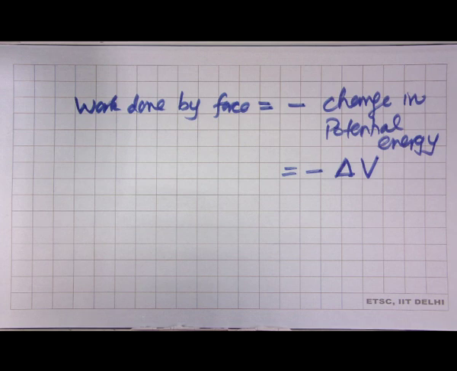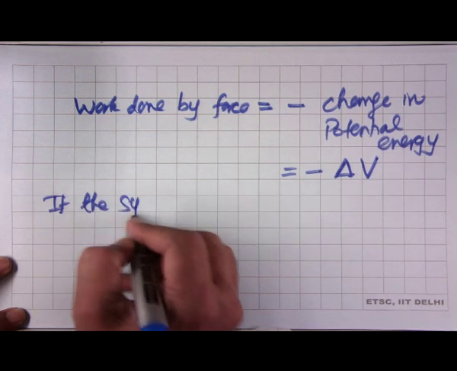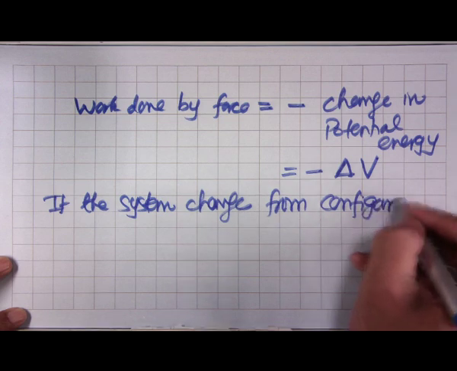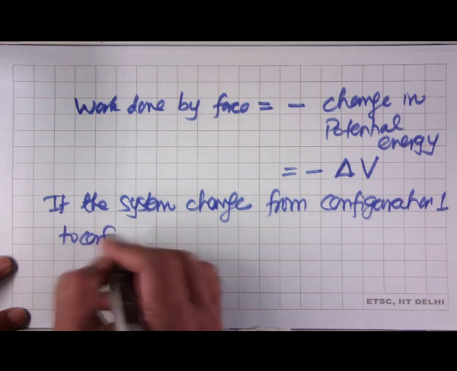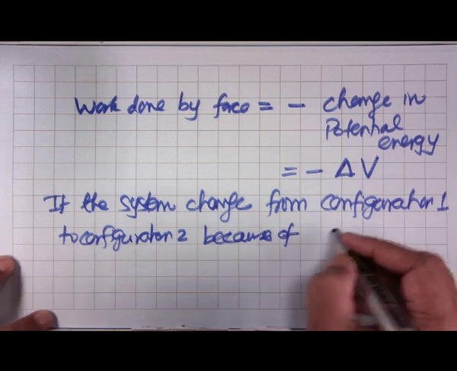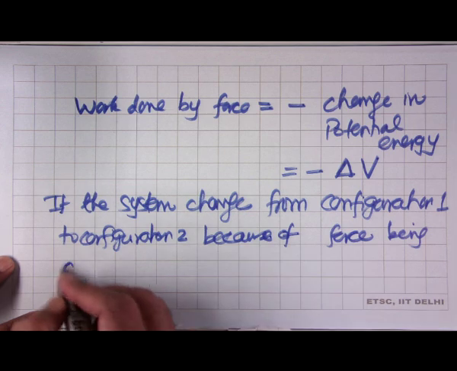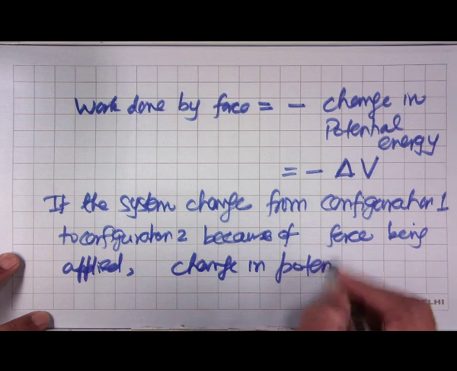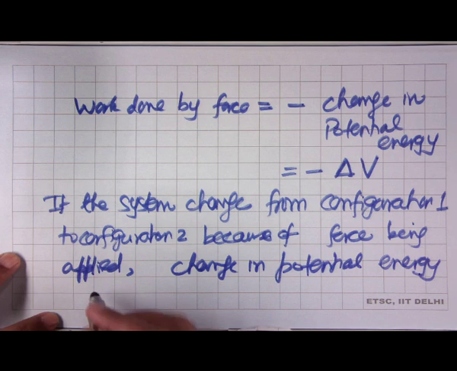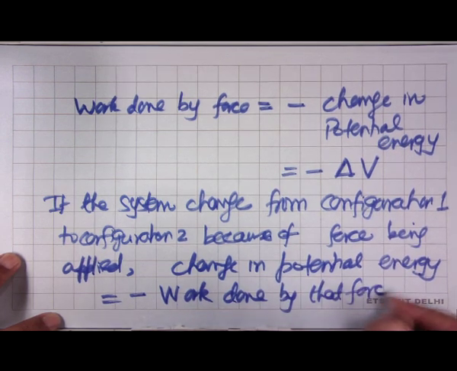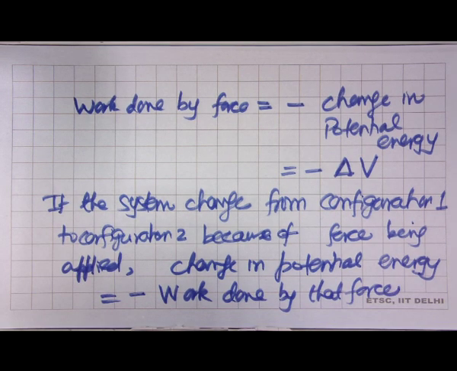So, what we say is if the system changes from configuration 1 to configuration 2 because of a force being applied, then the change in potential energy will be given by minus the work done by that force. But as we have seen, not each force can be written in the form of change in potential energy.